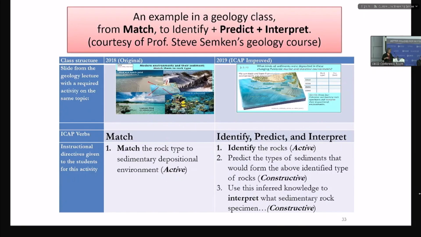So identify is probably more like an active verb. I would say that's an active verb, but predict and interpret are constructive. A lot of people ask me whether you should do something active first and then generative. That may be true, because you want to activate your memory and then you want to make inferences. But we haven't really tested those sequencing modes yet. But there's a little bit of data outside that addresses sequencing.